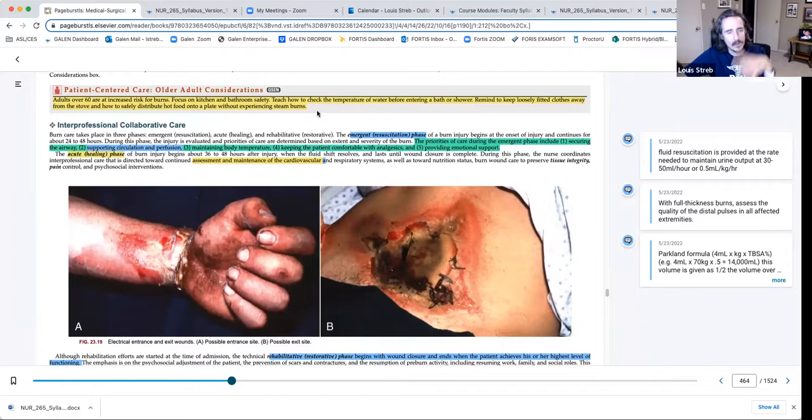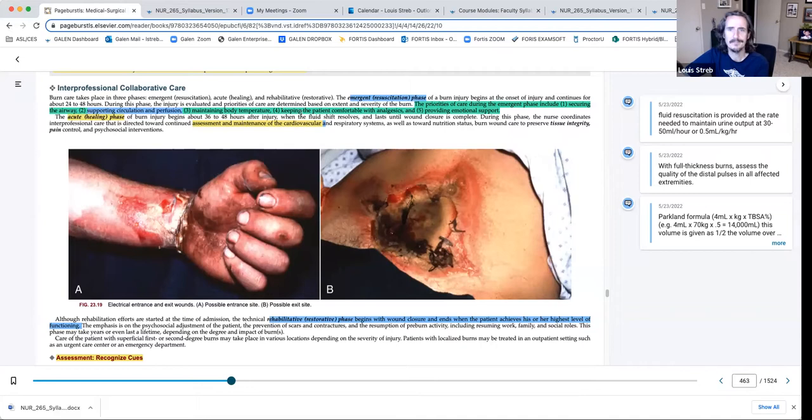All right. What did your teacher say about the different stages, phases of burns? Did they talk about that at all? Like the emergent, the acute? Yeah, this book has three, but the NCLEX book throws an extra one in, the resuscitation phase. Trust me. And this one does have resuscitation in here towards the bottom.